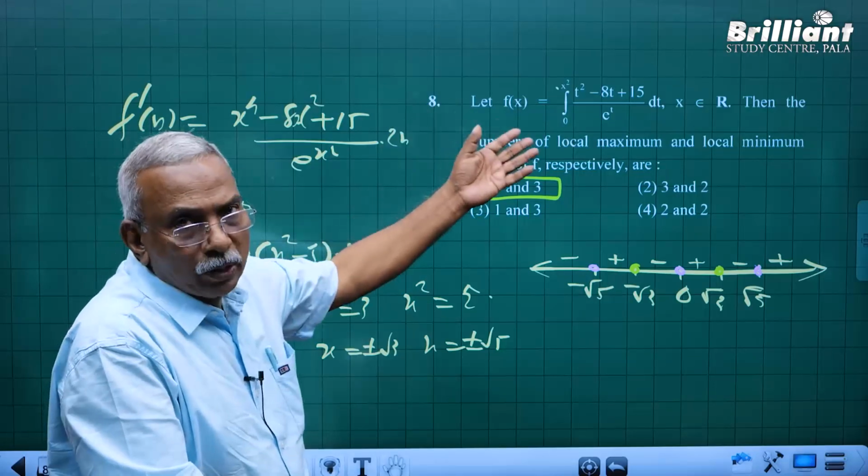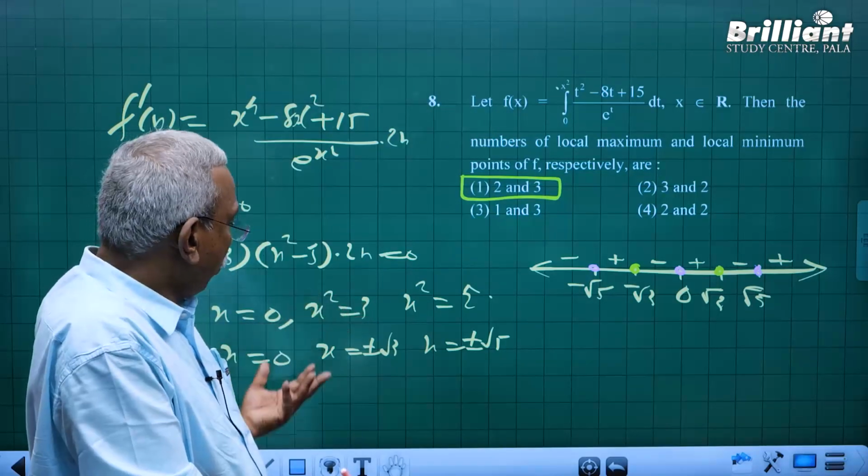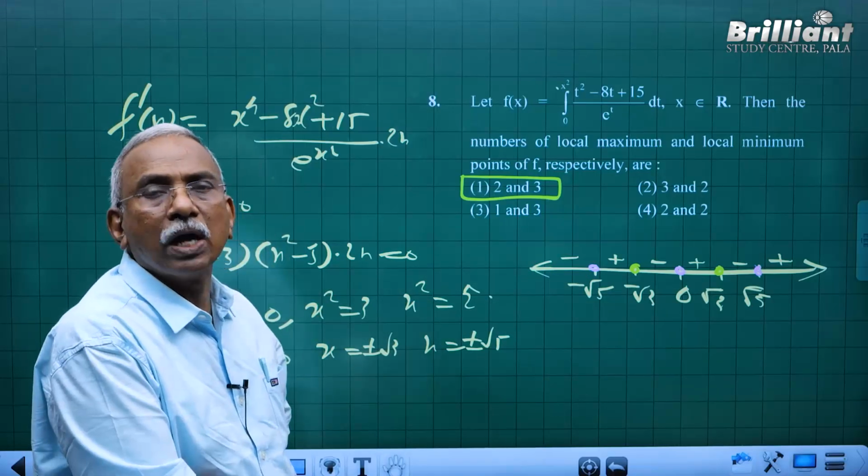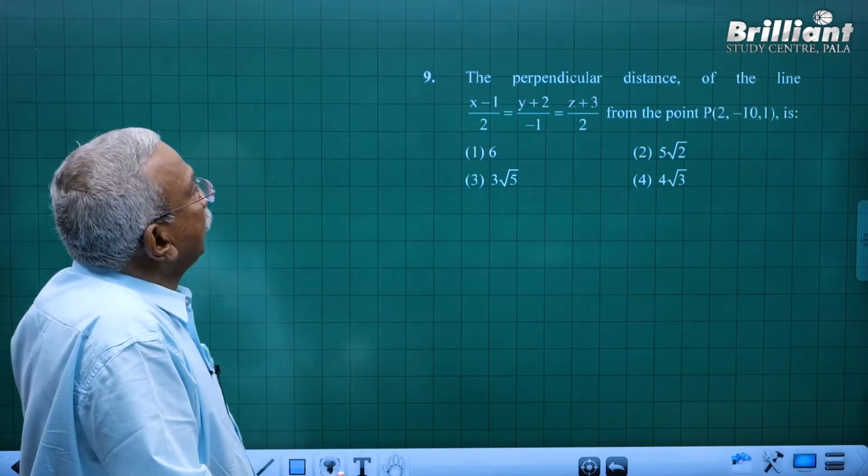So Leibniz rule is applied, put them to 0 and solve for this one, and using the wavy curve procedure, we can identify the sign and observe the count. It's a simple question. Now question number 9.